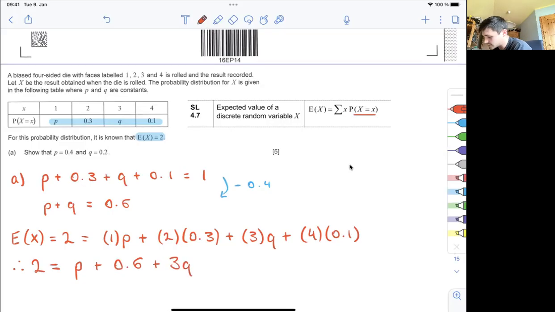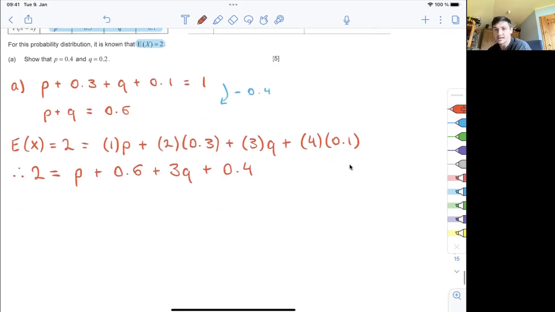Okay, and 4 times 0.1 is going to be 0.4. So we'll put that over here. And then now to clean it up again and have an expression in terms of p and q just by itself, what we will do is subtract the sum of 0.6 and 0.4, which comes to 1. So we'll just subtract 1 from both sides.